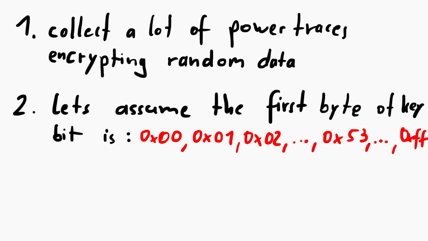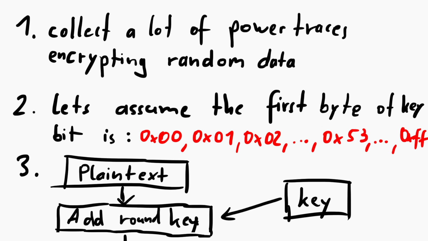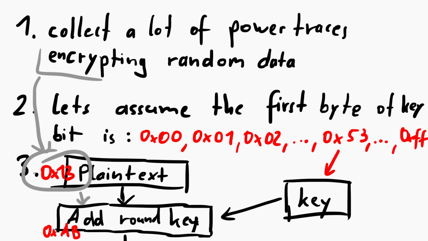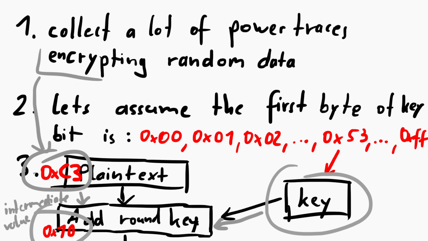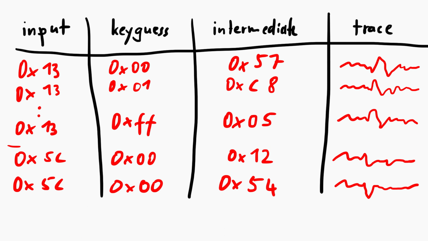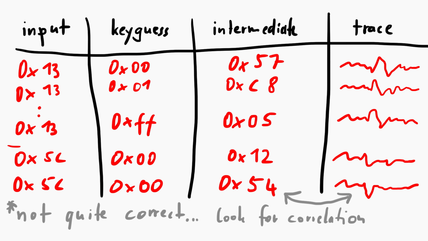Then you make a guess on what the first byte of the private key could be, and then you perform part of the encryption algorithm as if it was the correct key. And given the random input value and that key guess, it would lead to different intermediate values. Then you take the traces where this intermediate value is the same for further analysis.